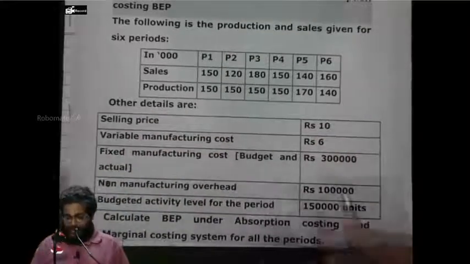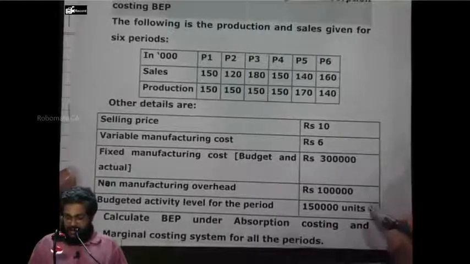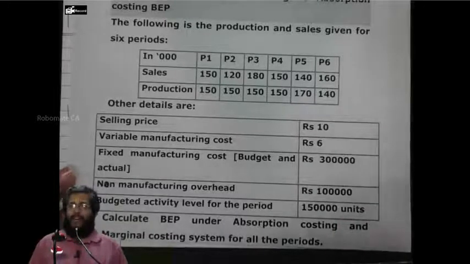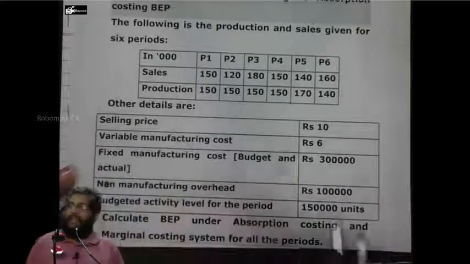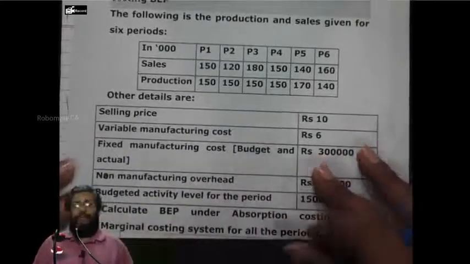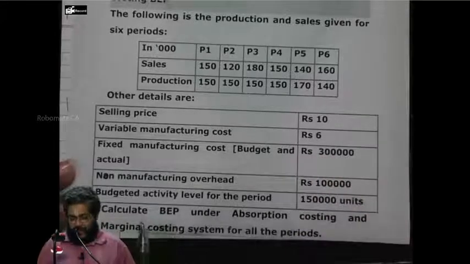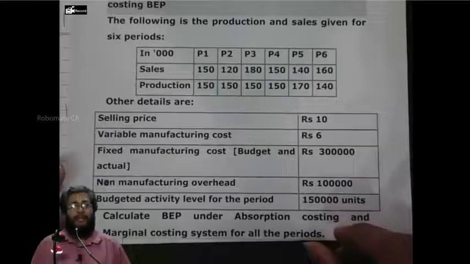So, non-manufacturing overheads is 1 lakh. Budgeted activity level is 1,50,000. Will I budget abnormally or normally? This budgeted activity level is what we call the normal capacity. This is used as a denominator to calculate the absorption rate. BFO by BO means BO is how many units? 1,50,000. Calculate BEP under absorption costing and marginal costing system for all the periods.